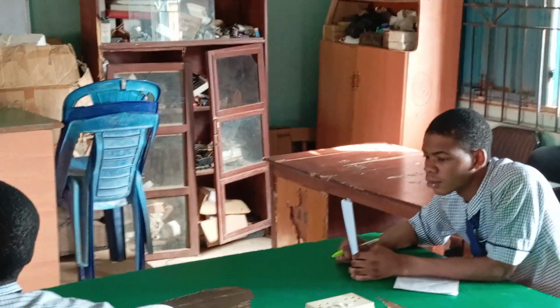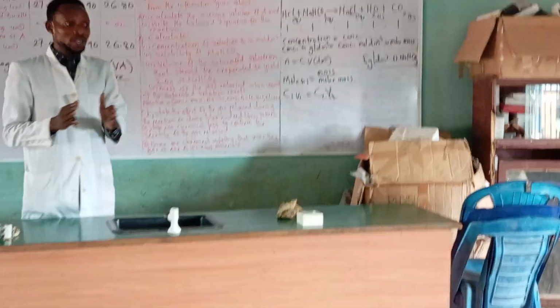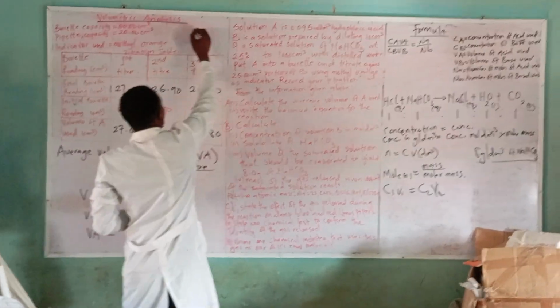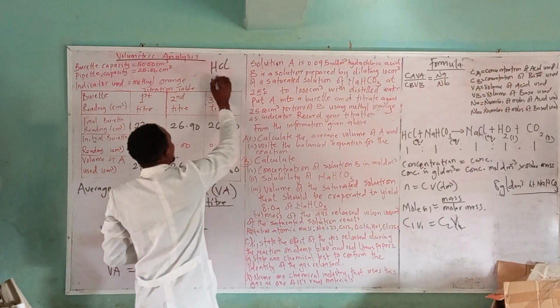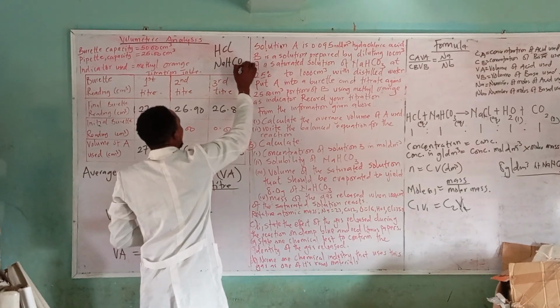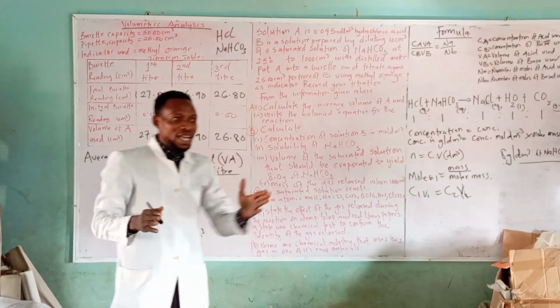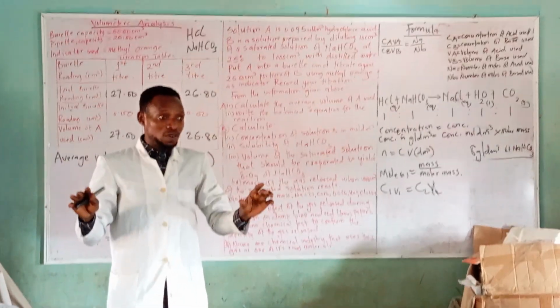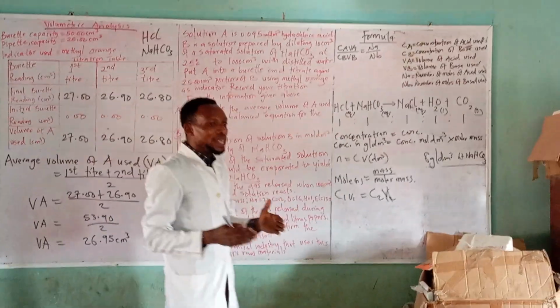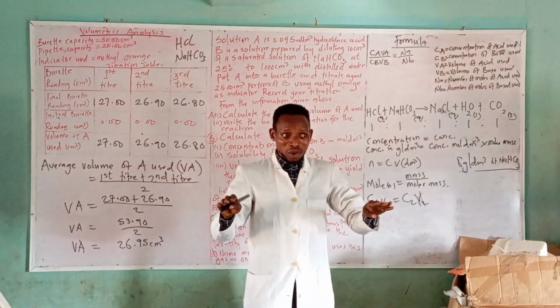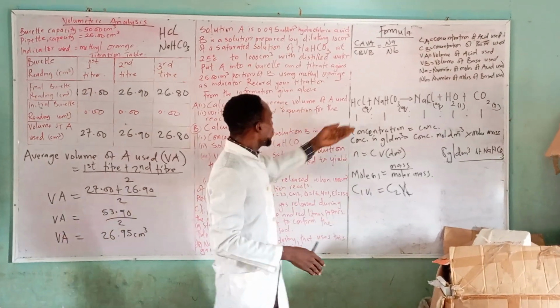sample and our base. So our acid is hydrochloric acid, HCl. So we have our HCl here, and our base is sodium hydrogen carbonate. This is a strong acid and this is a weak base. So we know that the reaction between acid and base is a neutralization reaction. Now, we are going to be writing our chemical equation and balance it during the exam.